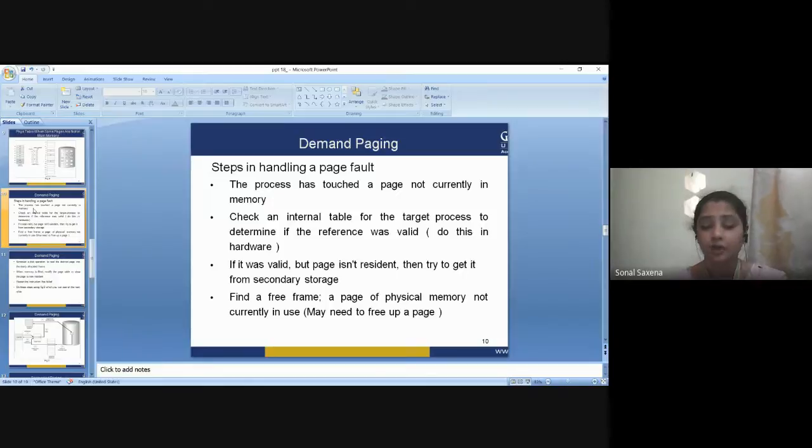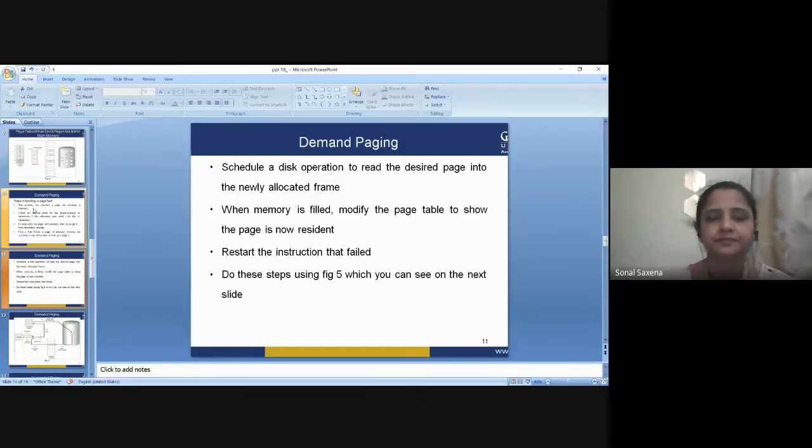So this is what happens. We call it a page fault. Now in this case, what do we have to do? We have to find a page of physical memory which is not currently in use, and it may need to free up a page. What we need to do is schedule a disk operation to read the page from the disk.